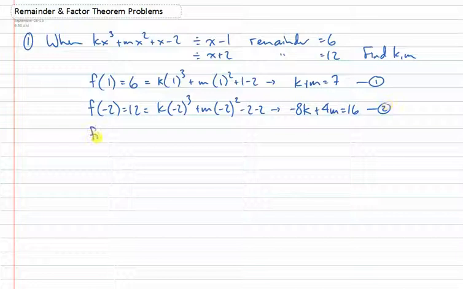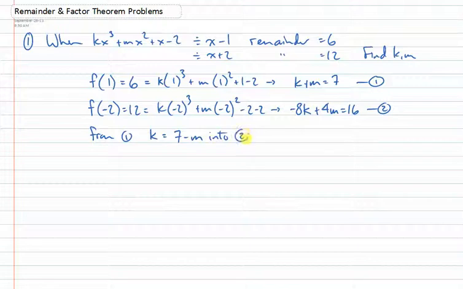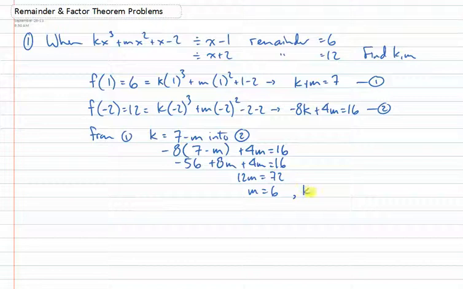Okay? Now, from equation 1, I can isolate for k and say that k is 7 minus m, and substitute that into equation 2. So equation 2 is going to be negative 8, replace k with 7 minus m, and leave the rest as is. And now I just need to expand and gather terms and isolate for m. So I've got 12m equals 72, m equals 6, and k is 7 minus m, so 1. That's that problem solved. m is 6 and k is 1.